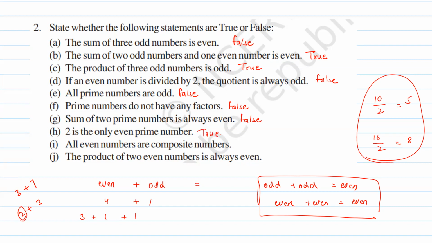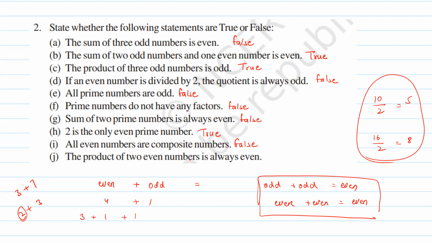That is true, because after that all are odd prime numbers, because any even number after that is always divisible by 2. All even numbers are composite numbers. No, because we have one even number, which is 2, which is a prime number. So it is false.